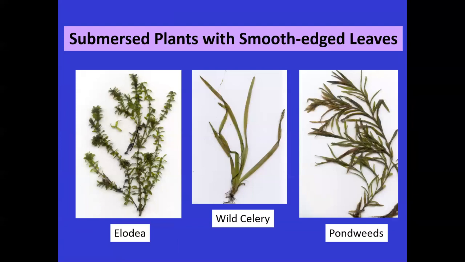A lot of our submerged plants don't have that lacy-like or finely dissected leaf. They have smooth edges, and that includes elodea, wild celery, and all of the pondweeds. Next.